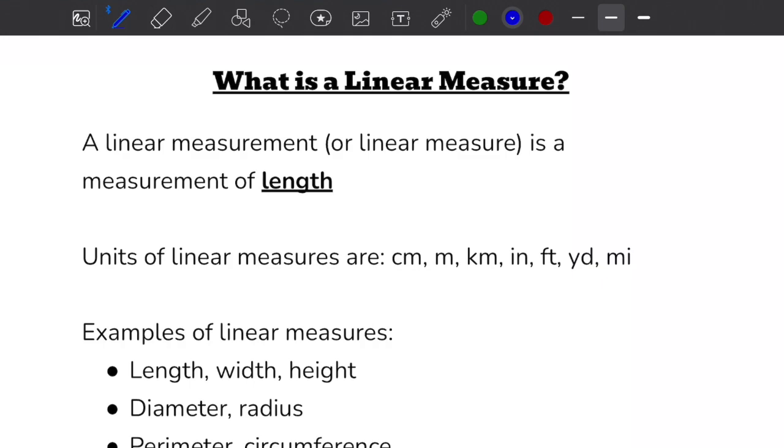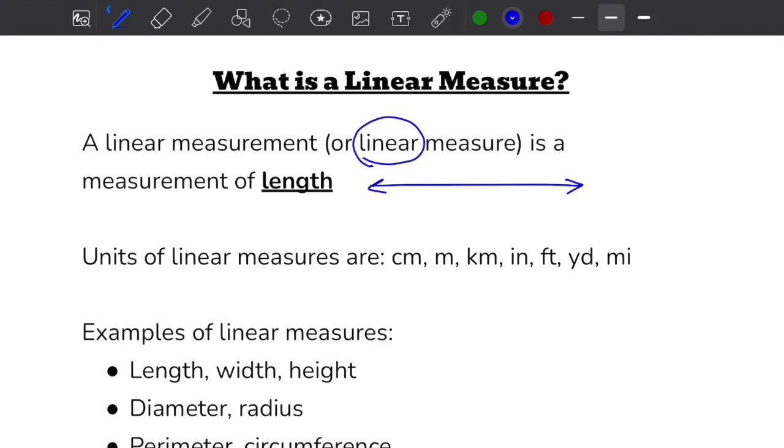So what is a linear measure? A linear measurement, or a linear measure, is a measurement of length. It basically tells us the distance of something or how long something is. And a good way to remember that is that the word line exists in the word linear. So it tells you the distance or the length of a line.